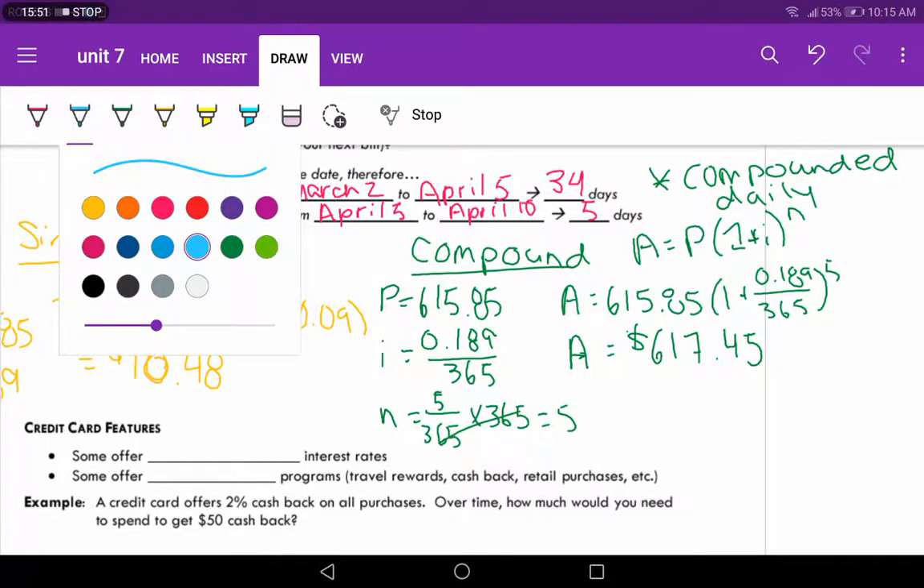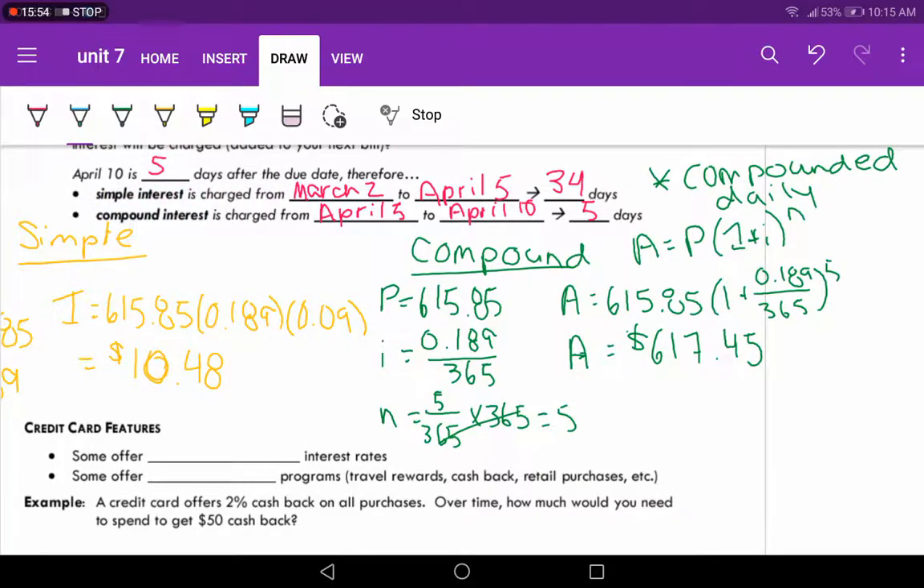Let me use a different color. I equals A minus P. So interest equals the total amount minus the initial amount, which is $1.60. So thankfully, we only were compounding for 5 days, right? So we only generated $1.60 in that interest.